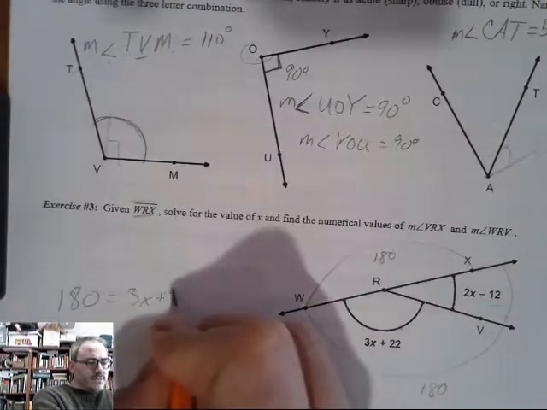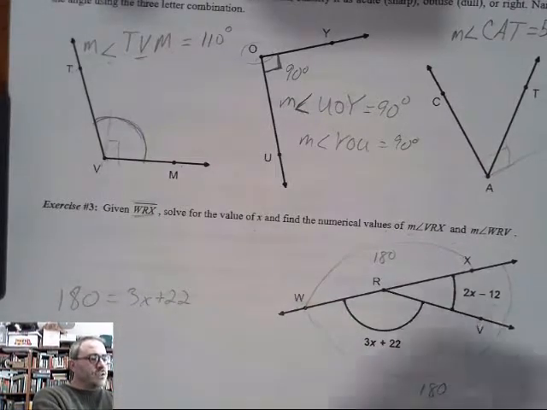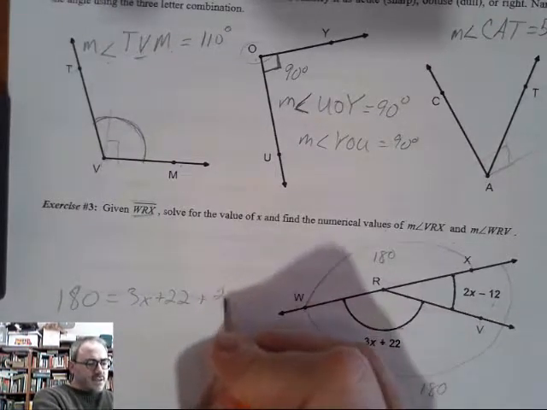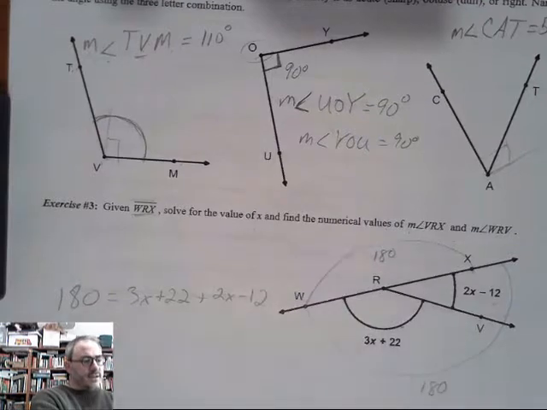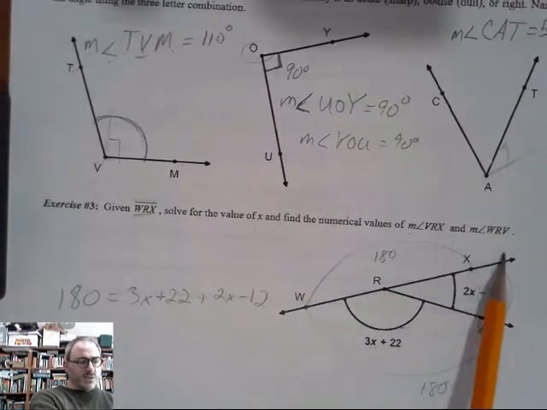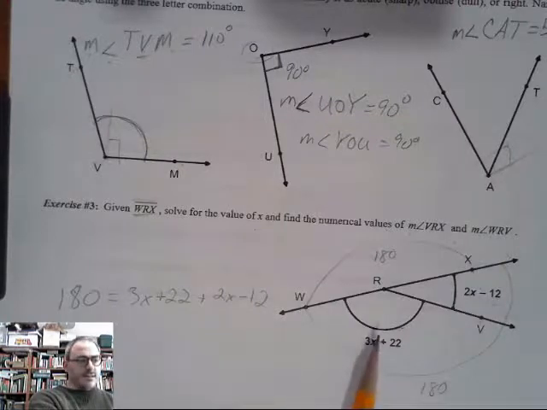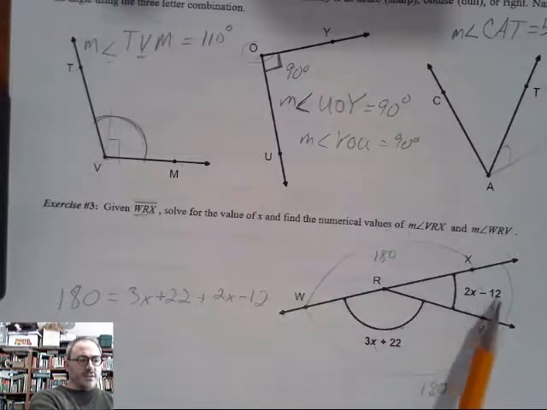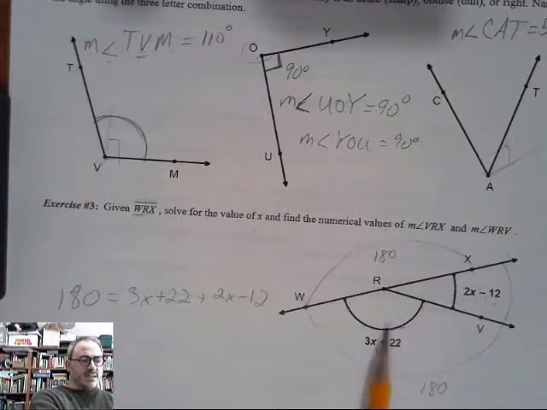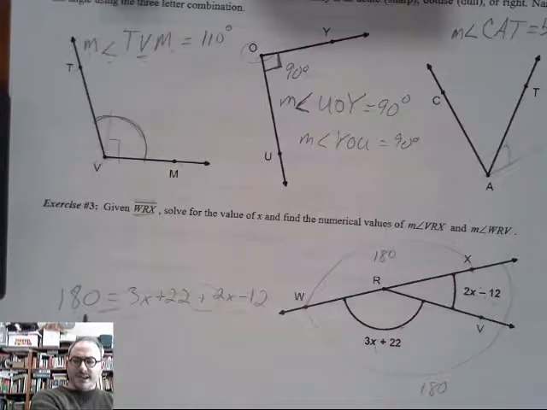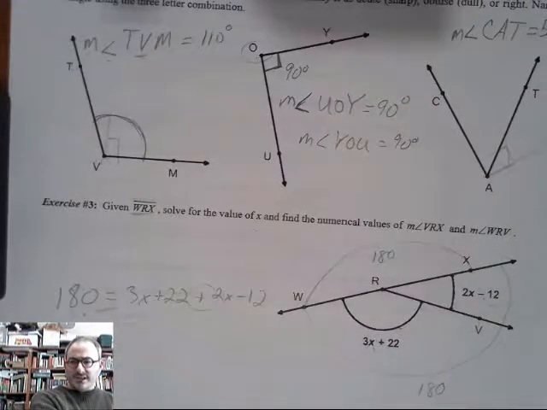3x plus 22, plus 2x minus 12. So here's what I'm basically saying. This plus this equals the whole line. This part, the obtuse angle, plus the acute angle, together, when I add them together, they will equal the whole line, which is 180. I know that a straight line has 180 degrees.